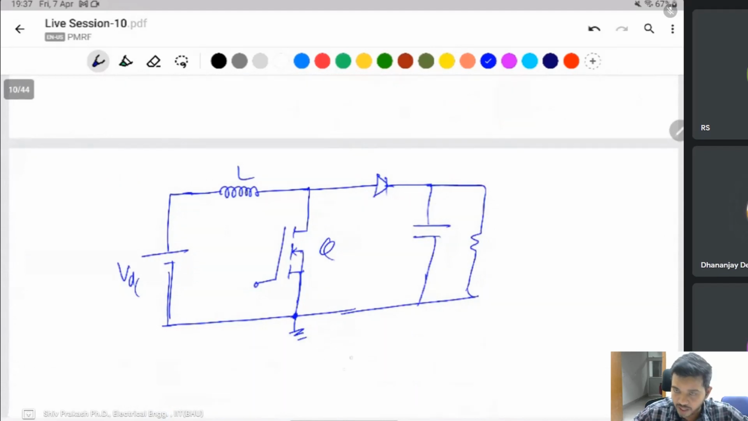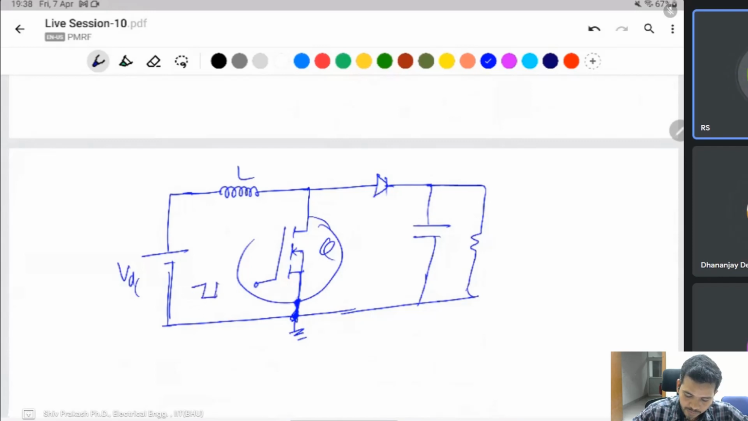In a boost converter or buck-boost converter, the switch is connected on the lower side. It means the source is connected to the ground. If the MOSFET's source is connected to the ground, in that condition you can connect the ground directly and give the gate pulse like that. So here no isolation is needed, and no bootstrapping circuit is needed to drive this type of circuit.